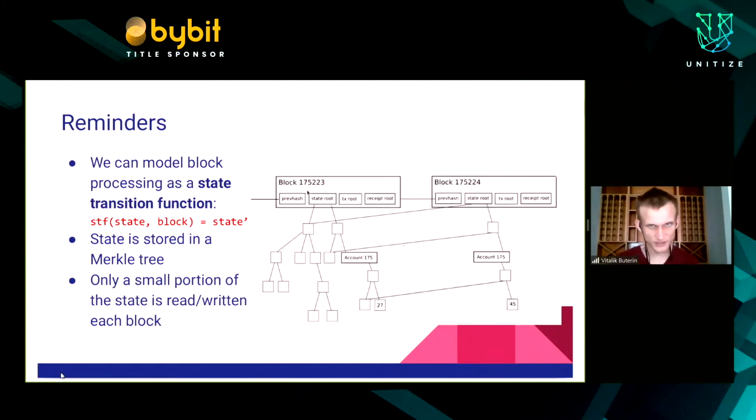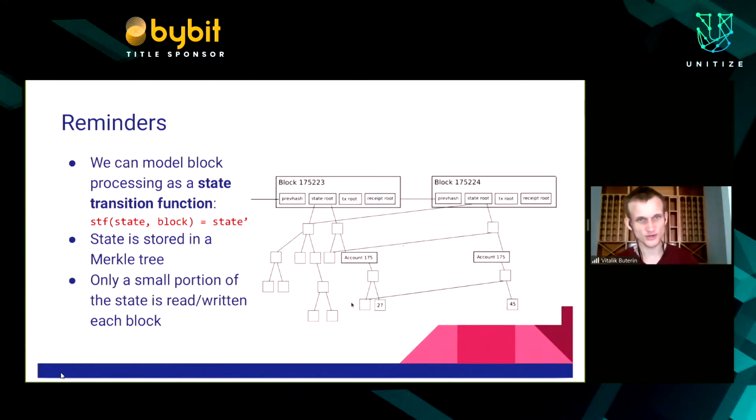So if you have the block header, then the block header contains a hash that gives you all the transactions. It contains a hash that gives you all the receipts. It contains the hash of the previous block, because that's how all blockchains work. And it contains this hash of the state.